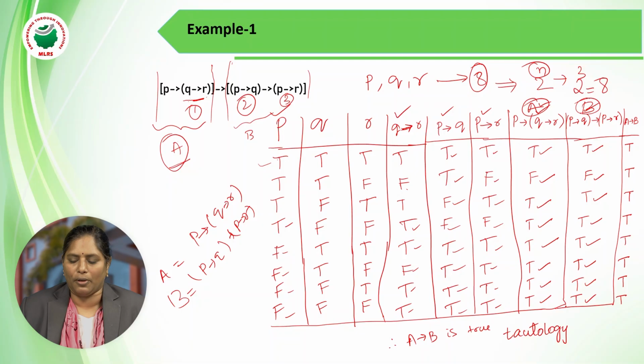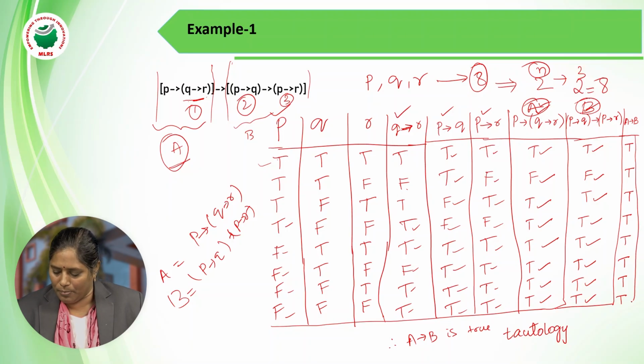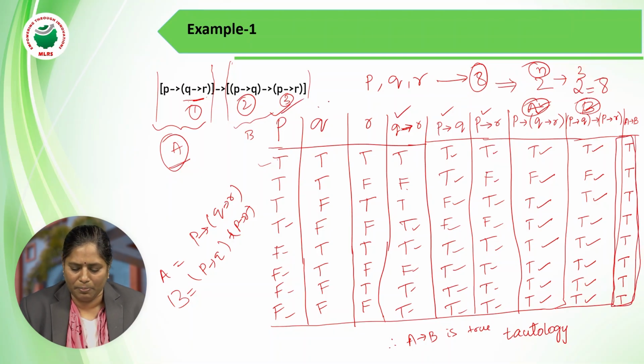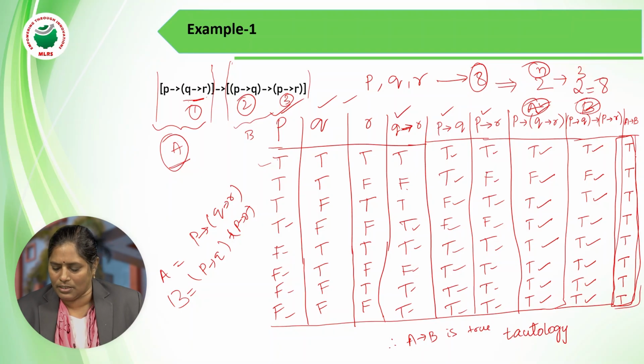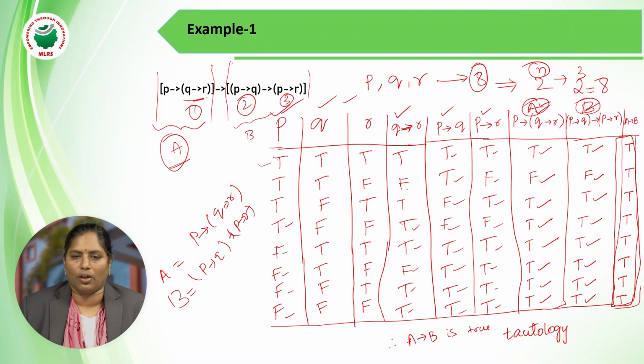Tautology. Now check the possible conditions. What is the definition? Once again, we remember that. Remember that for a tautology, we check all the possible truth value combinations of P, Q, R. The given statement in P, Q, R is true for all the possible combinations of P, Q, R.